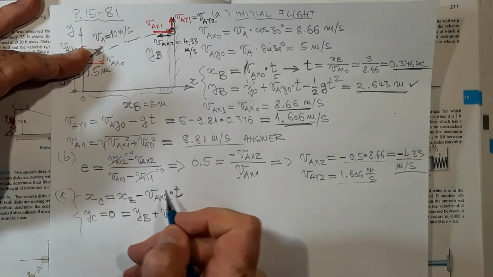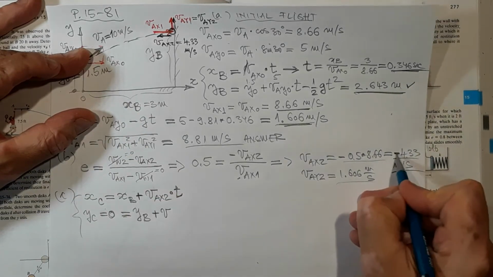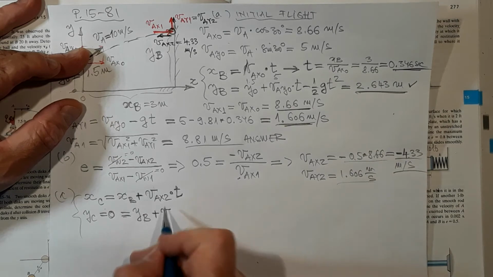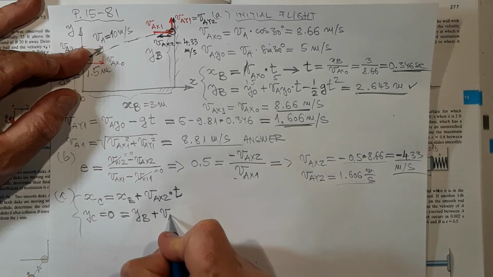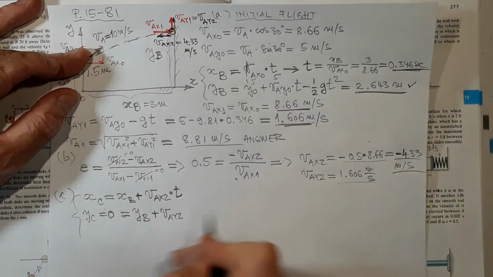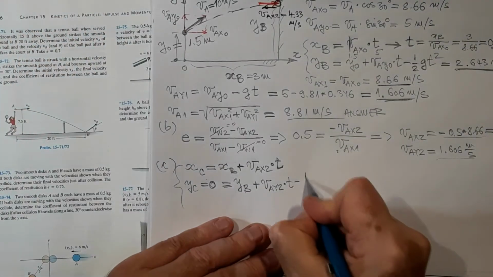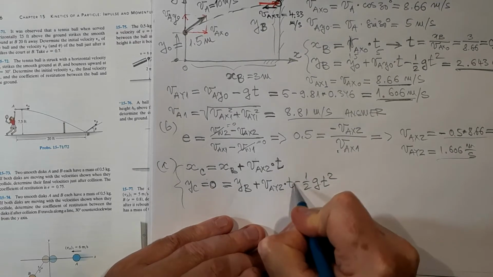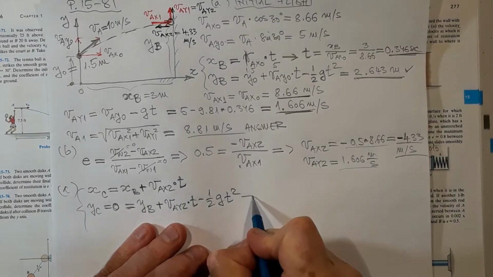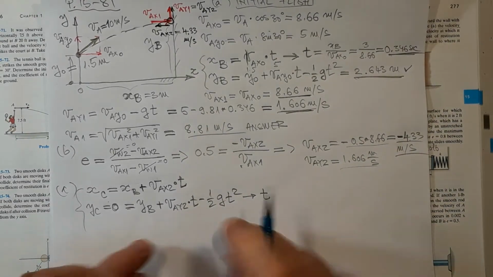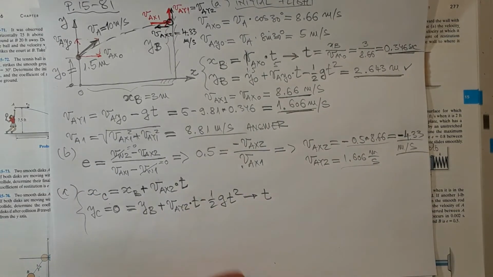Maybe if I put plus and use the negative 4.33, let's go this way and use the velocity with that sign for VAX2. So positive VAY2 times t minus 1 over 2 g t squared. Again, this is a new t value. We're going to solve for t from this second equation, which is a quadratic, and of course we are going to take the positive time.